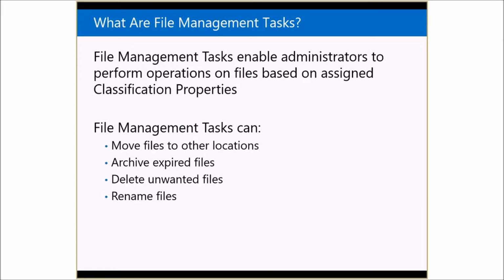What are file management tasks? File management tasks enable an administrator to perform operations on files based on the assigned classification properties. For example, some of these management tasks can be that this is a payroll report, and it gets moved from this location to the payroll reports location automatically for you. Archive expired files, like we said, these files are last month's report. These are now expired, so we can put them into an archive or zip or something like that.